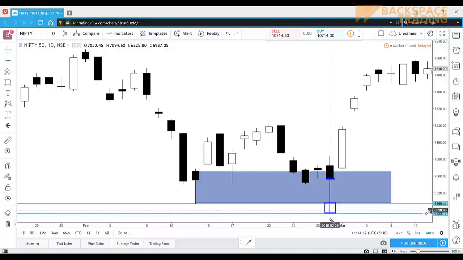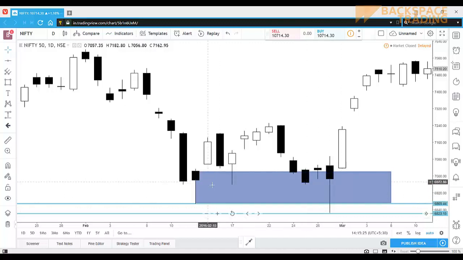Had the close been over here, that means this support zone has been broken, right? But here it pierced, it went back. This support is still valid.